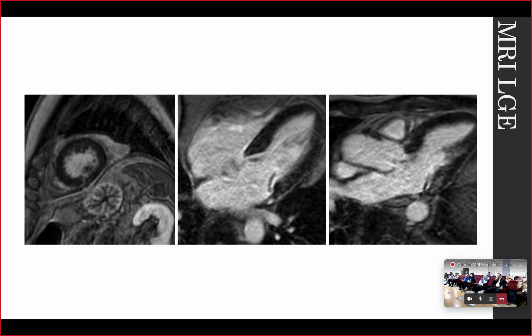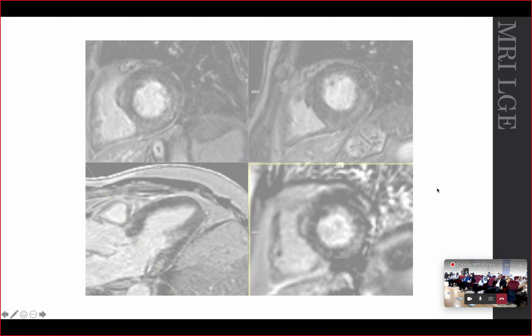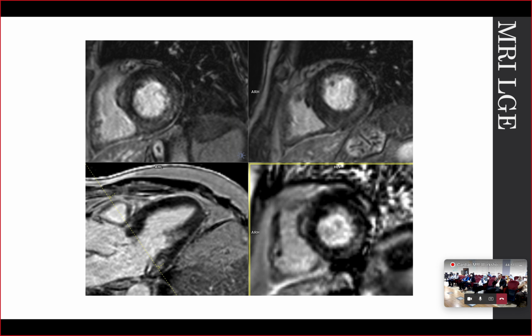But before going to the static views, this is the late enhancement. So we have the short axis, 4-chamber and 3-chamber. Might be that there is mild enhancement here at the basal, at the mitral area or the mitral annulus. If we move to the short axis of the late gadolinium enhancement, it might be clearer. So there is a mid-wall enhancement, basal infralateral.